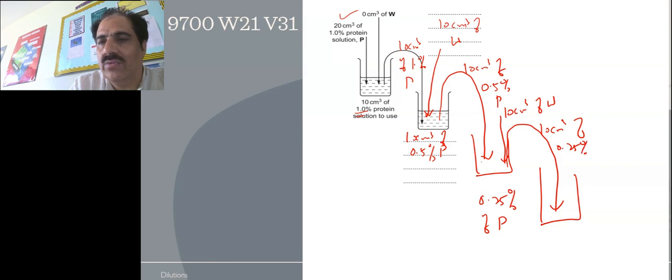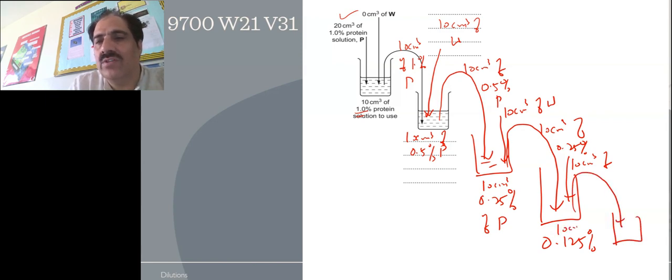Now we'll take 10 centimeter cube out of this. So this will be 10 centimeter cube of 0.25% solution. And we will be left with 10 centimeter cube here. And to this we will add the same amount of water, which is the 10 centimeter cube of W. So we'll now get the concentration half of 0.25, which is 0.125%. So we will do it continuously with the other one as well. So we'll be left with the 10 centimeter cube of 0.125. So I have the demonstration of this dilution over here.